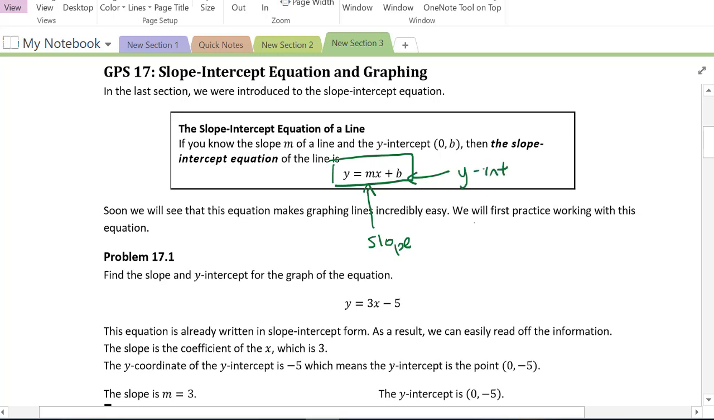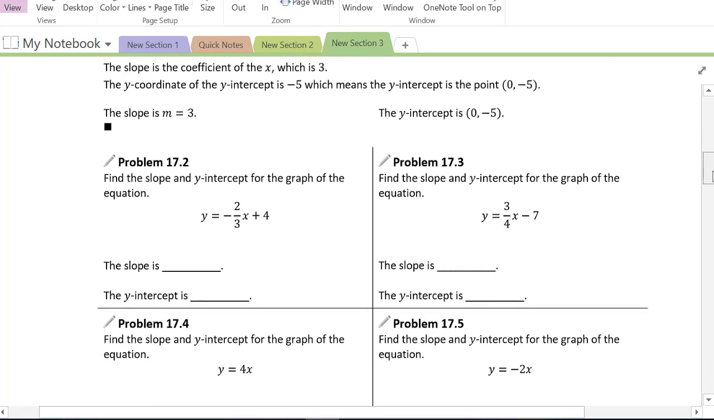Keep in mind the y-intercept is always a coordinate. It's always zero something, right? The y-intercept means this is where the graph crosses the y-axis. So it would always be zero and then something. The x is always zero. So let's look at some examples.